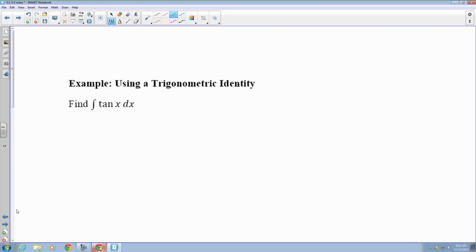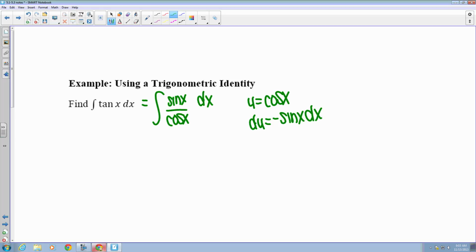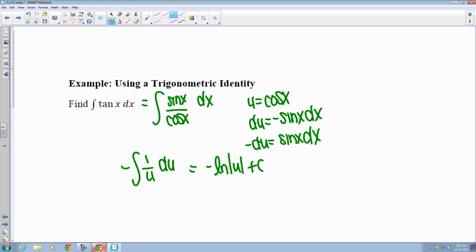Okay, this next one, we're going to show you how we get these trig identities, how we get the integrals. So we're going to use sine x over cosine x, which is the same thing as tangent. Our u would be the bottom. Du is negative sine x dx. We don't need that negative. So we have the integral of 1 over u du, which is negative natural log of u plus c, which is negative natural log absolute value cosine x plus c.